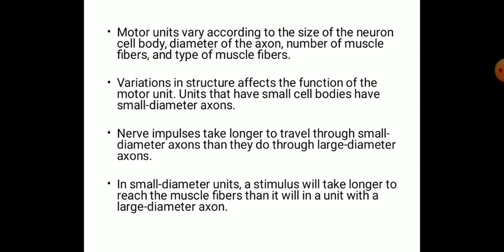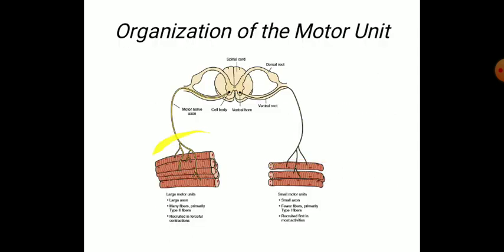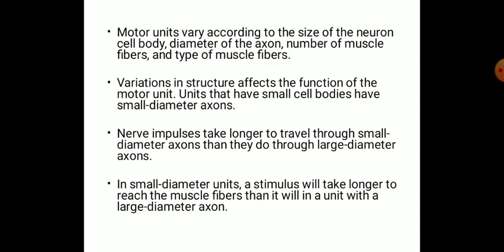A nerve impulse will take longer to travel through small diameter axons than through large diameter axons. As you can see in this picture, if it is a large diameter motor axon, that means the diameter is more, then the impulses will be carried smoothly and rapidly. And if it is a small diameter motor neuron, then the amount of transmission to that particular area will be limited, or sluggish, compared to the larger motor unit. So that's one of the drawbacks of the smaller motor unit.